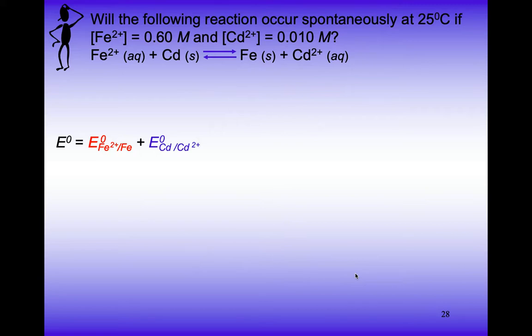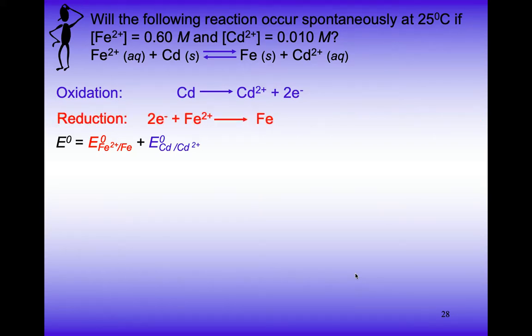It says, will the following reaction occur spontaneously at 25 degrees Celsius if the iron 2 concentration is 0.6 molar and the cadmium ion concentration is 0.01 molar, according to this equation. Again, if the equation's written, that's how we have to take it. The iron 2 is going to iron and the cadmium is going to cadmium 2+. So the oxidation is the cadmium to cadmium 2+ with 2 electrons, and the reduction is your iron 2+ going to iron.